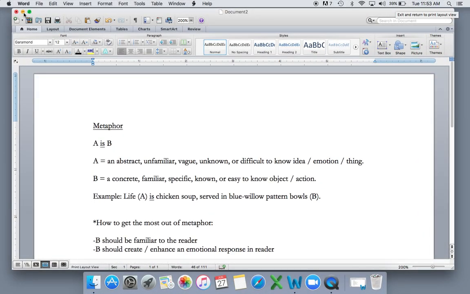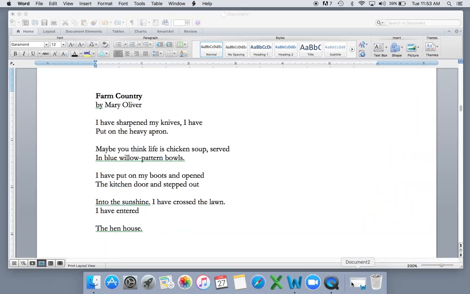I'm going to get out of this and I'm going to turn to Mary Oliver and Farm Country. Again, two very short poems. These poems are kind of your epitome of what poetry does. It says a lot, and it communicates a lot, and it creates pretty impactful emotional responses in the reader in a very short space. Poetry is known for packing a lot of ideas or a lot of emotion into a small space. And we see that in these two poems. Very short and yet very effective.